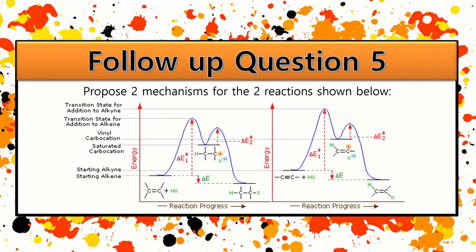Our final follow-up question 5 is: propose 2 mechanisms, and I already talked you through it. So all you have to do is draw the arrows. Propose 2 mechanisms for the 2 reactions shown below. Please attempt it at least.